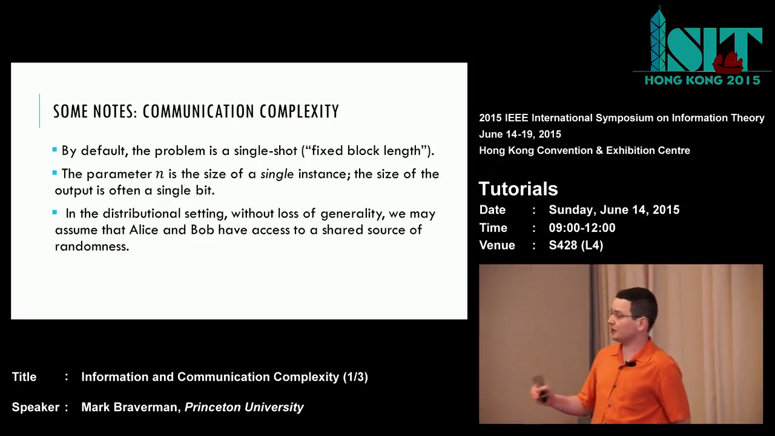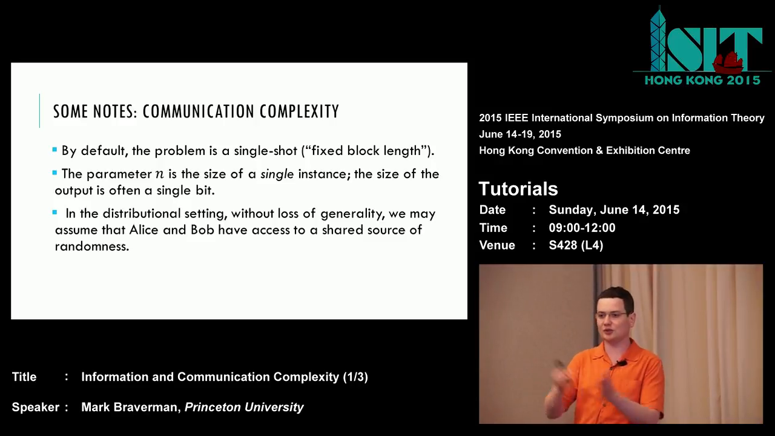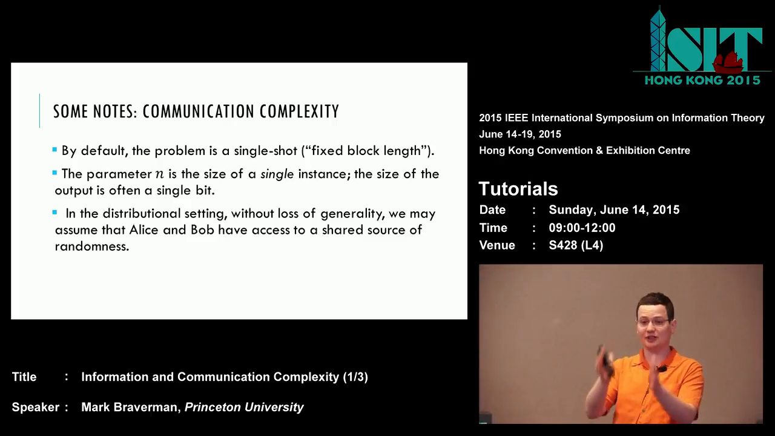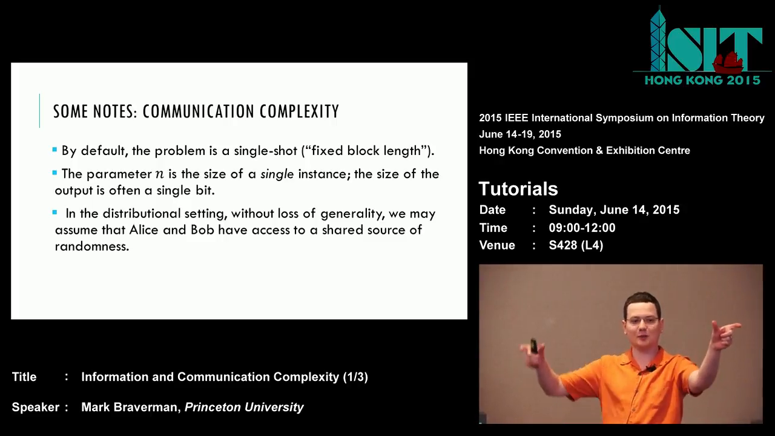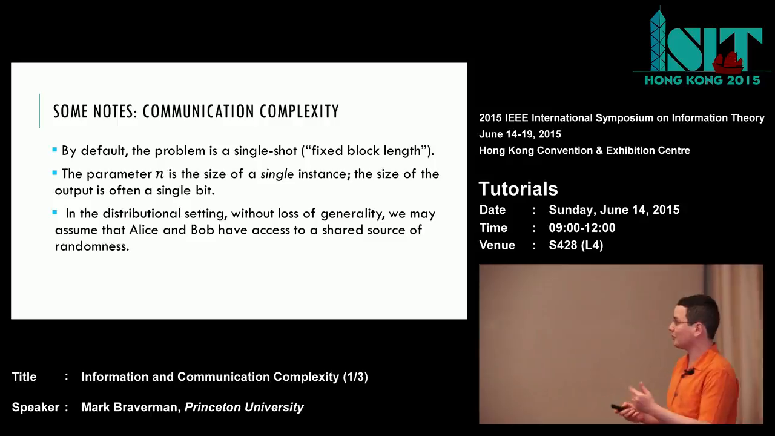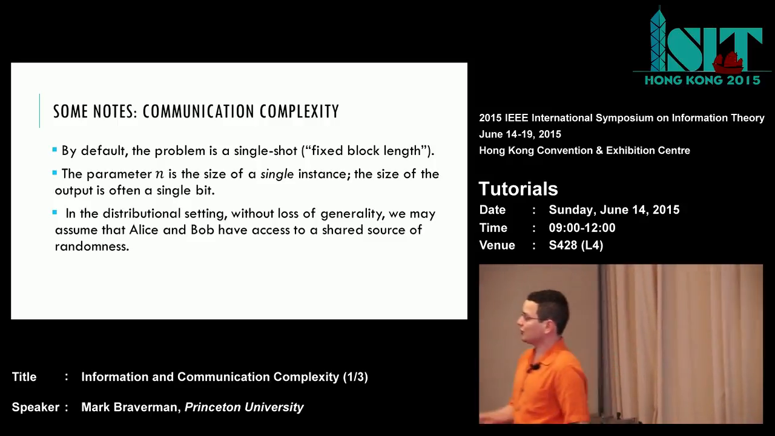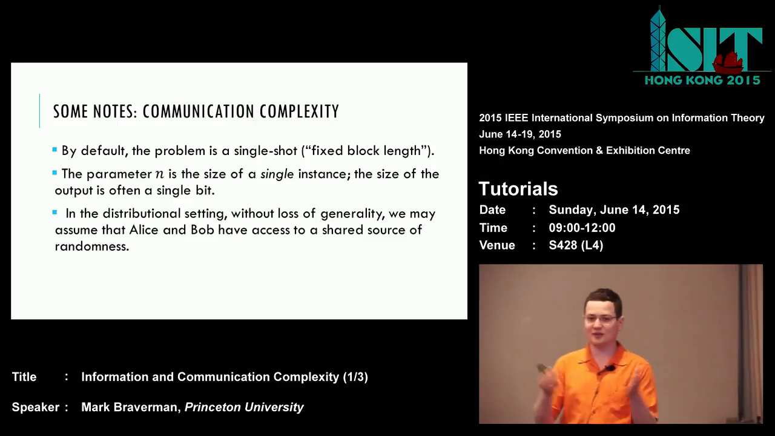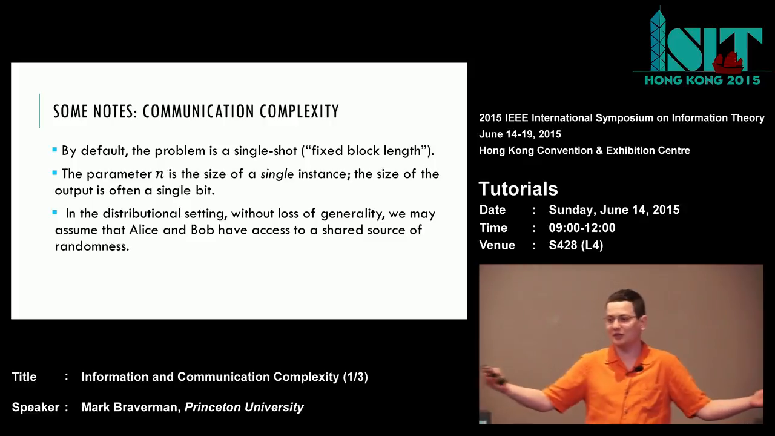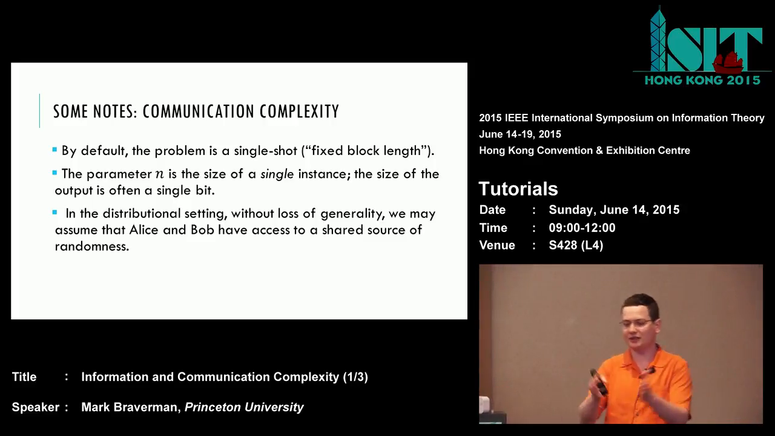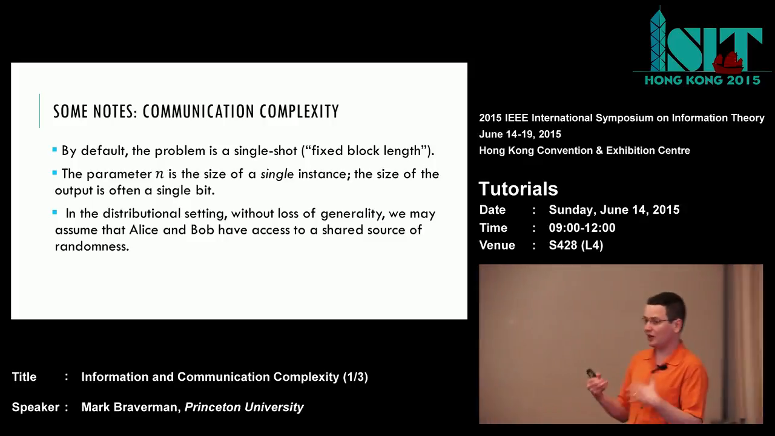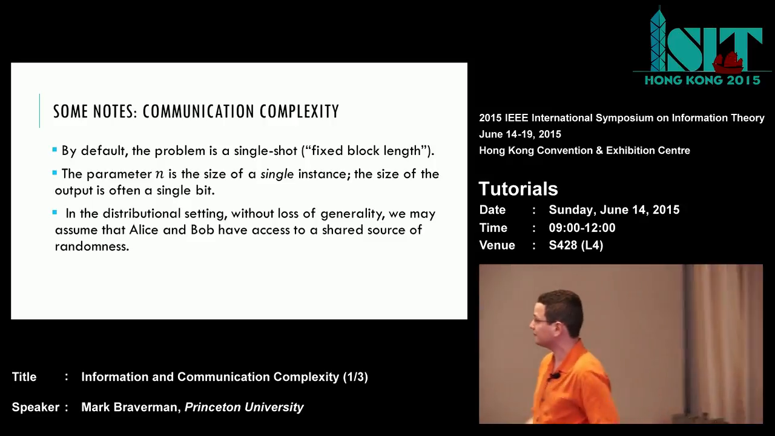OK, so some notes that might be useful based on our experience. First of all, by default, the problem is a single-shot problem. We will sometimes talk about a stream of problems, but by default, there is a single instance of a problem. So Alice gets one input, Bob gets one input, and they need to compute one output. It's not a stream of problems. Still there is a parameter n, but it's the size of a single instance. So the size of the output, for example, in disjointness doesn't grow with the size of the input. The output is still a single bit. Whether n is 1,000 or 1,000,000, the output is still a single bit. And that's the experience with many problems, actually.